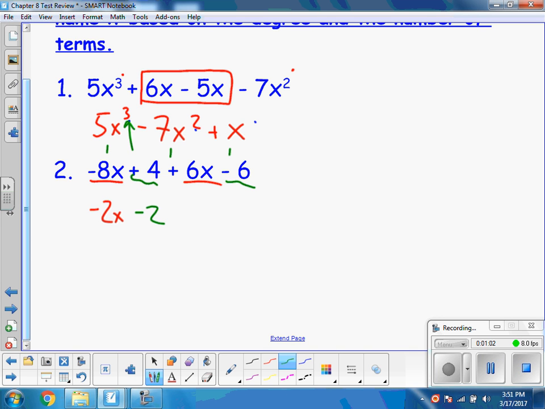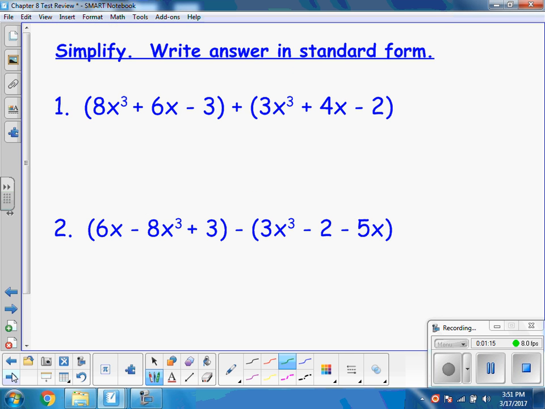I'm going to look at my highest index, which is a 1. And so this tells me that it is a linear. This guy tells me it's linear, and the two terms tell me it is a binomial. So this would be a linear binomial. And that's an 8-1 if you want to go take a look at that.